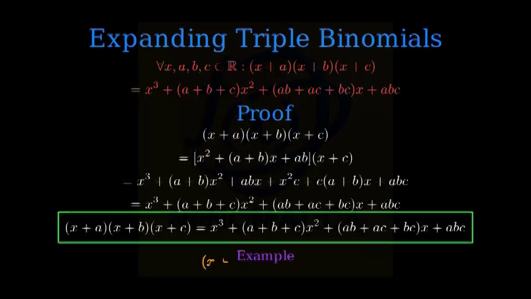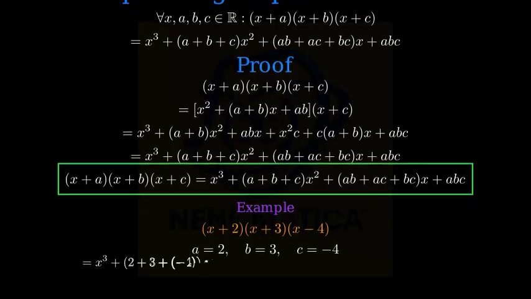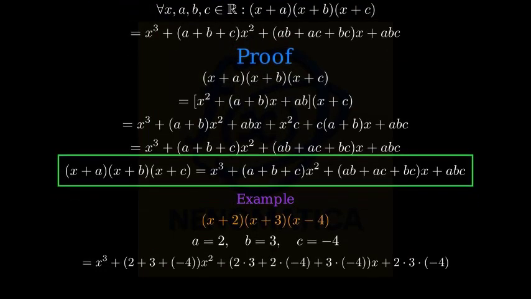Let's apply this formula to a specific example. We'll expand the expression (x+2)(x+3)(x-4). First, we identify our values. Here, a equals 2, b equals 3, and c equals negative 4. Now we can substitute these values into our formula.